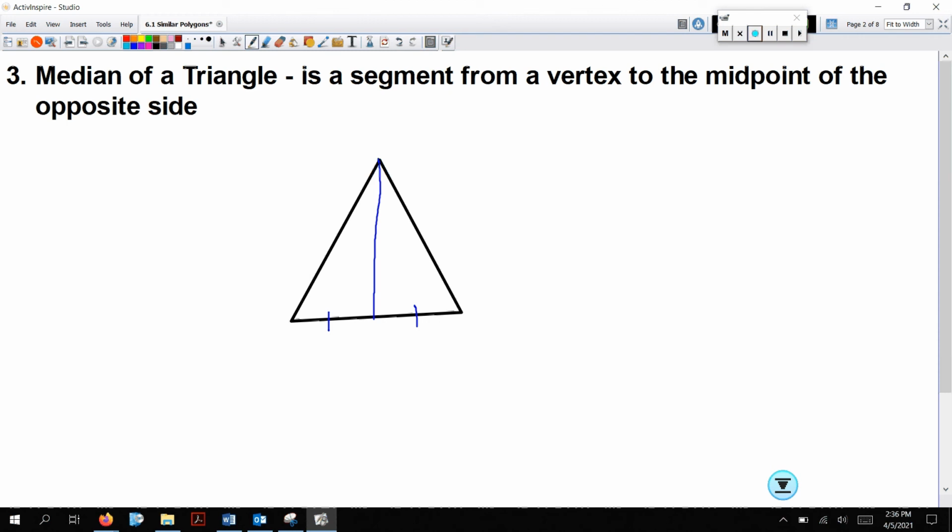Again, if you need to pause the video to write down definitions, please do so. But this is called the median because it splits this part in half, which is different than the altitude, which does not split the base in half. So the median splits the base in half. The altitude is simply the height of the triangle.